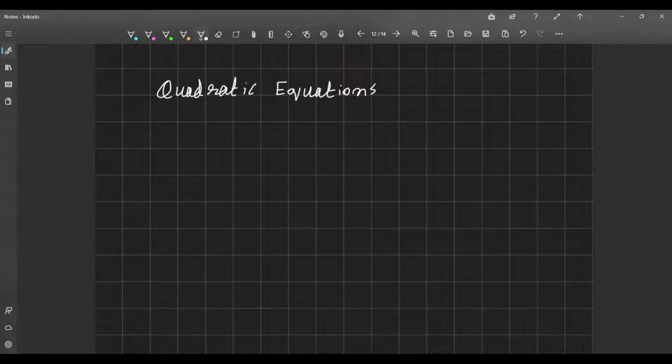Assalamu alaikum. This will be a multiple part series on quadratic equations in which we will be covering what quadratic equations are, how to solve them, what it actually means to solve them, and what are the different methods we have for solving the quadratic equations.